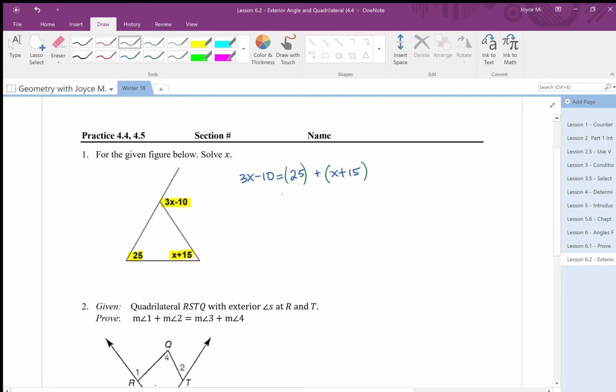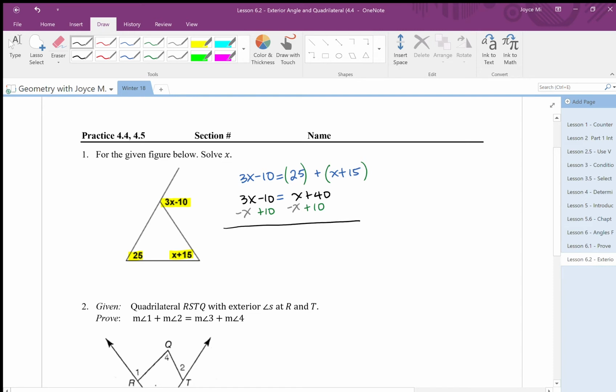I'll also point out a common mistake in solving. 25 plus 15 gives me 40, so x plus 40 on the right-hand side. On the left-hand side, 3x minus 10. In solving equations, whatever you do to one side of the equation, you need to do to the other side as well. For example, if I add 10 to both sides, I need to add 10 on the right-hand side as well. If I subtract x on one side, I subtract x on the other side. Now combine like terms.